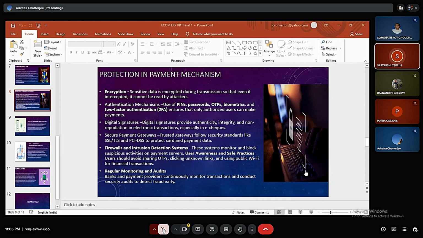User awareness is also very important. Users should never share OTPs, click unknown links, or use public Wi-Fi for financial transactions. Lastly, banks perform regular monitoring and security audits, so they can detect and prevent fraud at an early stage. So this is my side, and the rest will continue with Advait.